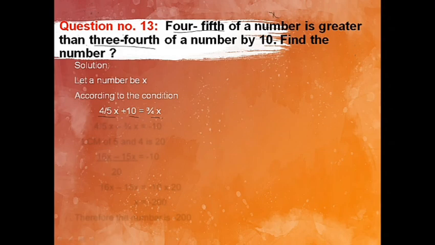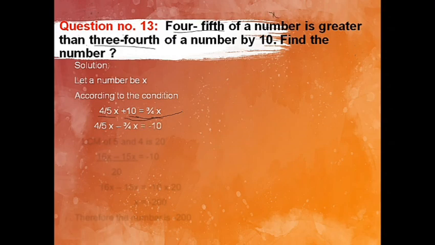of x. Now here 3 by 4x is a variable term, and 4 by 5x too, both are variable terms. So I will transfer this 3 by 4x to the left hand side, and I will take that 10 to the right hand side to simplify. So it will be 4 by 5x minus 3 by 4x equals minus 10.